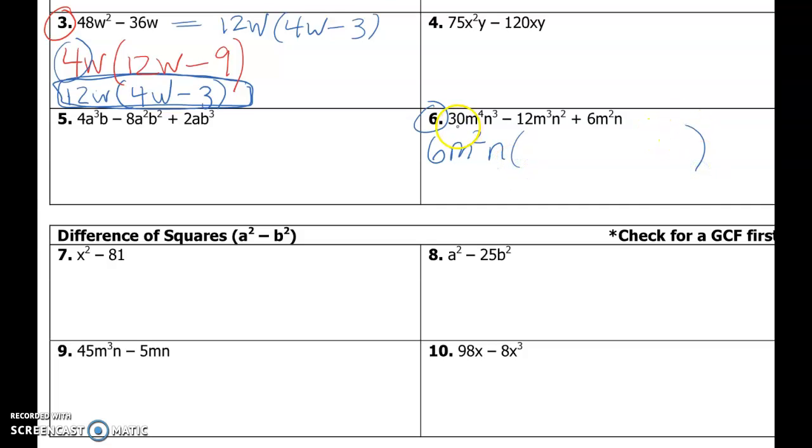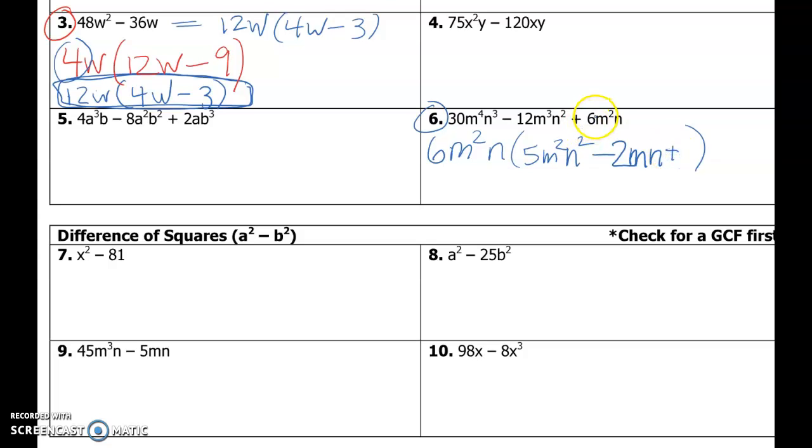So 30 divided by 6 is 5. If I take 2 m's away from m to the 4th, I get m squared. And if I take 1 n away from n cubed, I get n squared. So now I'm going to take out 6m squared n here, and I get negative 2mn. So I took out 2 m's, I took out 1 n, and this is what I got.